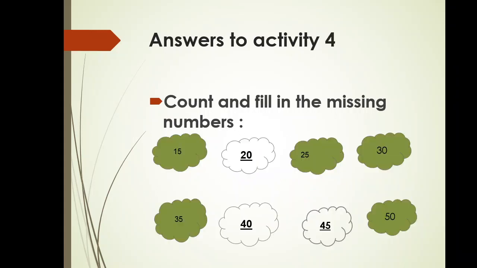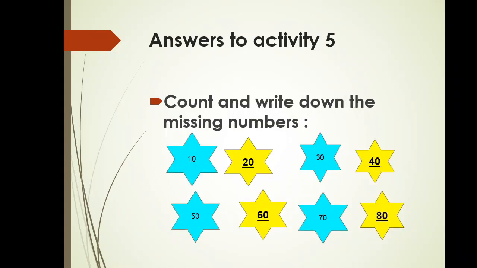And then activity 4, here we are counting in fives. So the missing numbers are 20, 40, and 45. Activity 5, we were supposed to count in tens and write the missing numbers. The missing numbers are 20, 40, 60, and 80, because we are counting in tens.